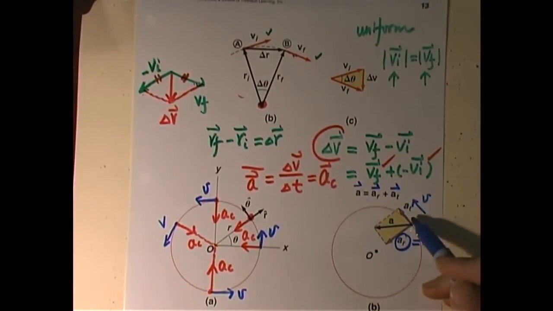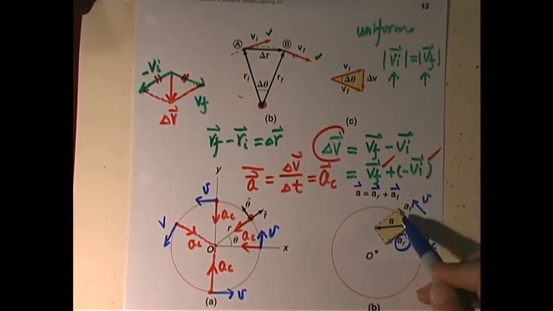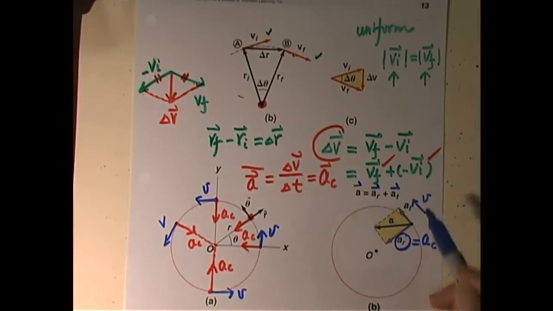Imagine that if a_t is the same direction as v, then v's magnitude increases. If a_t is opposite to the direction of v, then v's magnitude will decrease. However, the centripetal acceleration a_c can only help the object change its direction. It cannot change the magnitude of v.